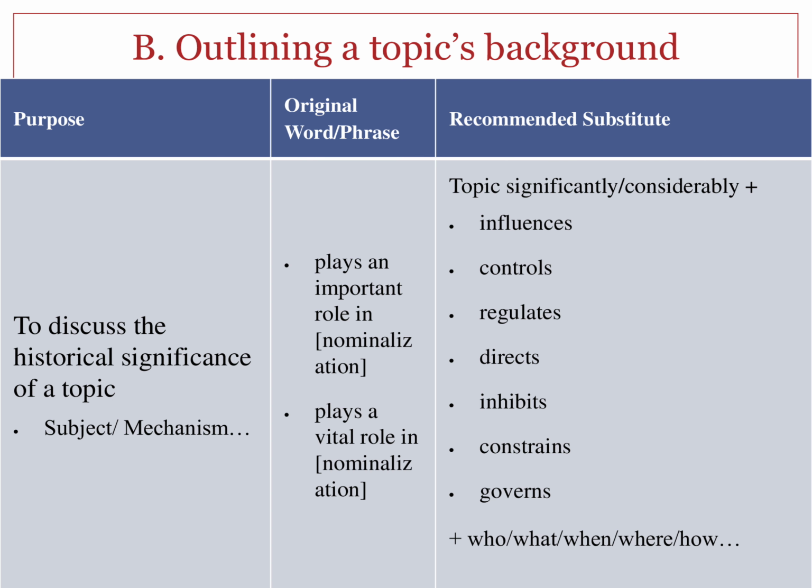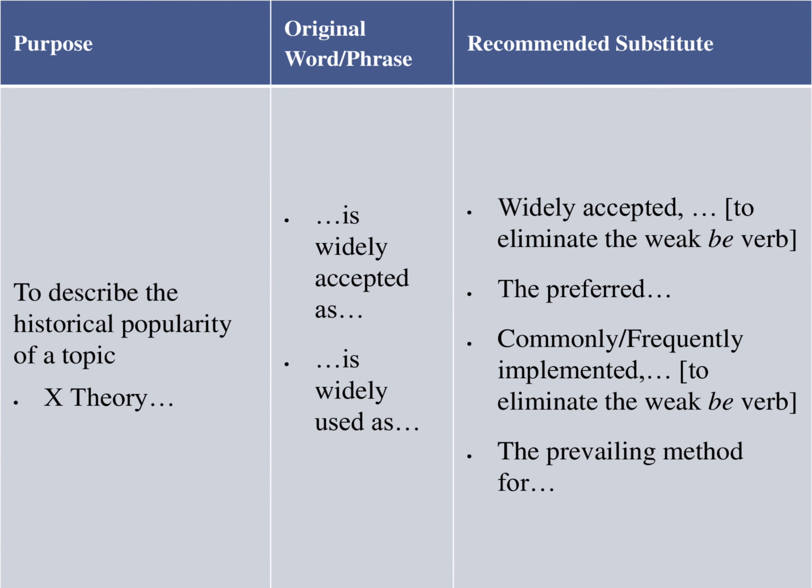constrains, governs, etc. Next, to describe the historical popularity of a topic. For example, X theory is widely accepted as or is widely used as. These are the common usages. The recommended substitutes are widely accepted, then the preferred theory, or we can say commonly or frequently implemented theories, then the prevailing method for, etc.